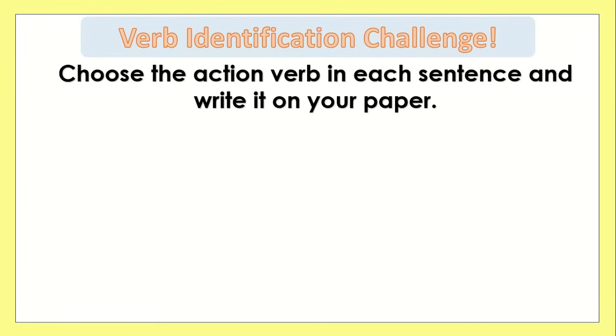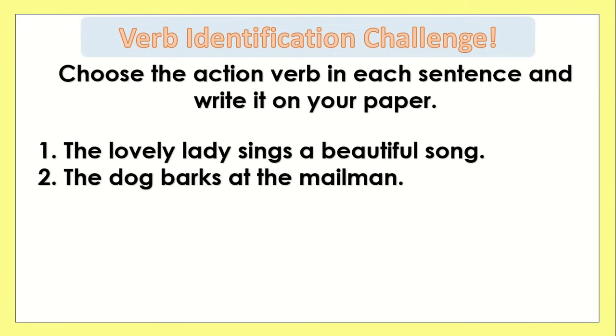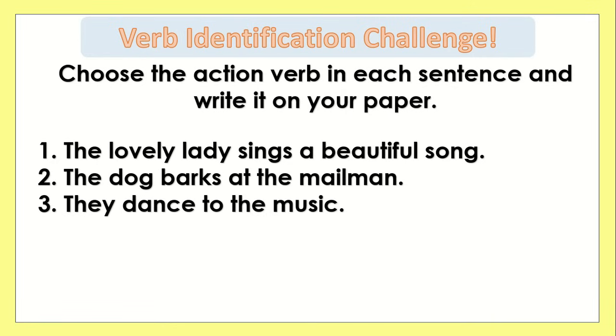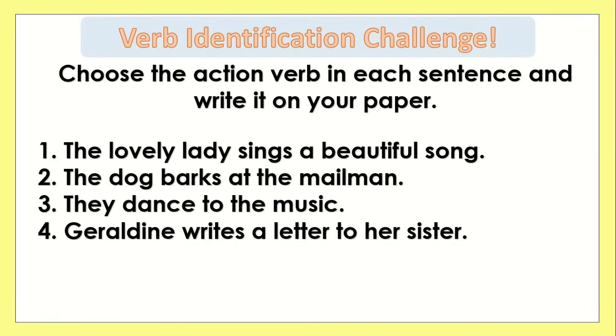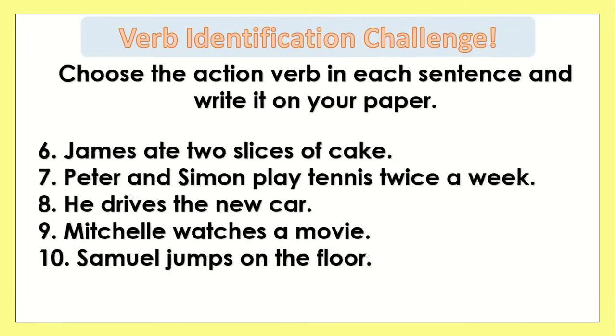Verb Identification Challenge. Choose the action verb in each sentence and write it on your paper. The lovely lady sings a beautiful song. The dog barks at the mailman. They dance to the music. Geraldine writes a letter to her sister. He plucks the cord off the guitar. James ate 2 slices of cake. Peter and Simon play tennis twice a week. He drives the new car. Michelle watches a movie. Samuel jumps on the floor.